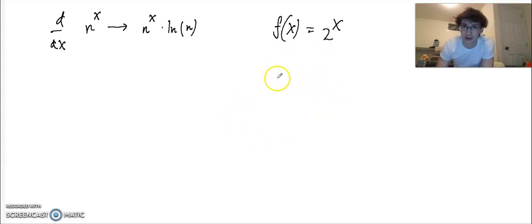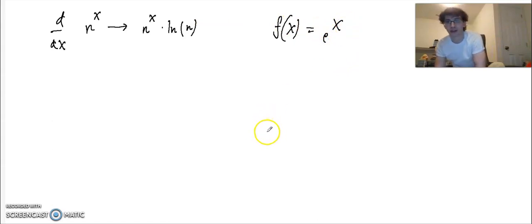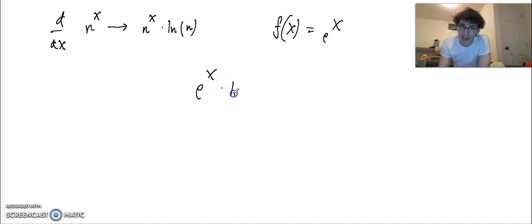But what if we change the base? Because we're going to get something very special here. I should have said this at the beginning of the video. What if we have e to the x? Well, let's just try it out. So we got our function, e to the x stays the same, times ln of that base. Well, that base is e.